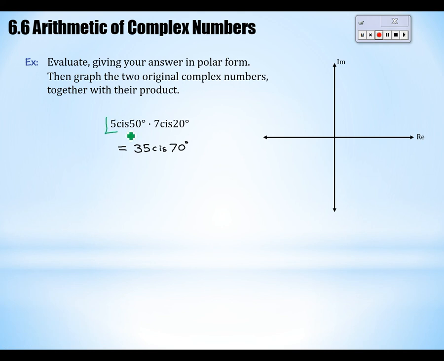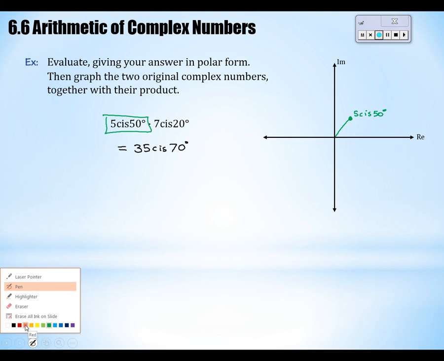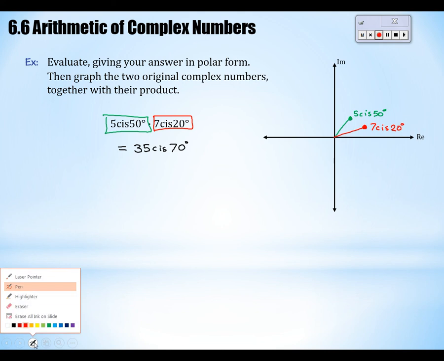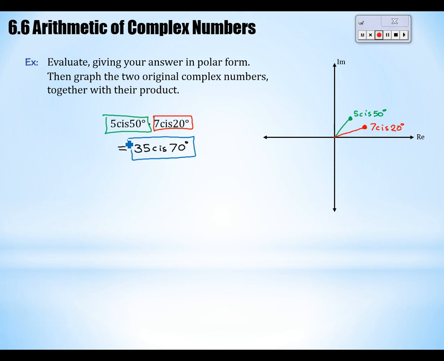How about in green? 5 cis 50. That's, oh, I don't know. How about here? Something like that. Call that 5 cis 50. 50 degrees at 5 units out. I'll do this one in red. How about 7 cis 20? That's, I don't know. How about over there? 7 units out at 20 degrees. I'm just making stuff up. And then in blue, 70 degrees, 35 units out. So we're adding these angles, and this is not to scale.